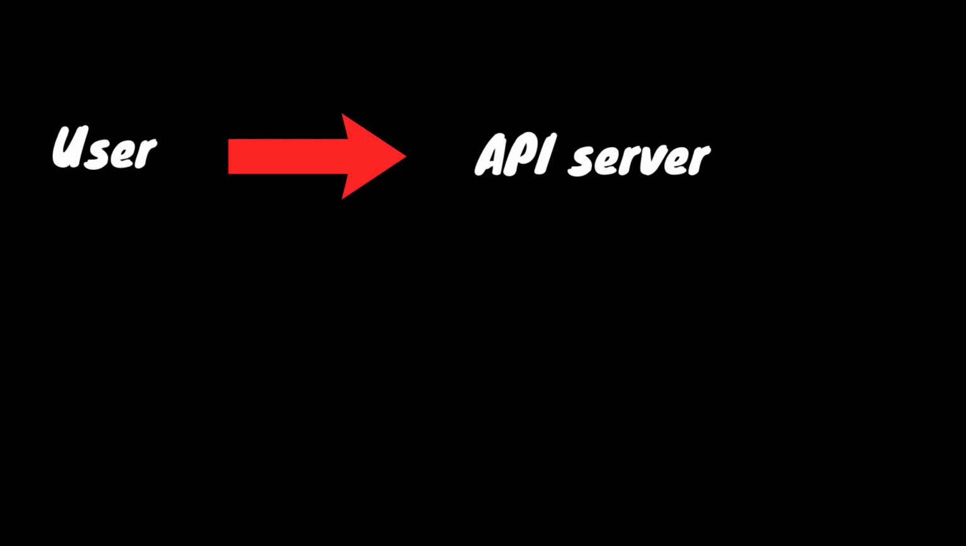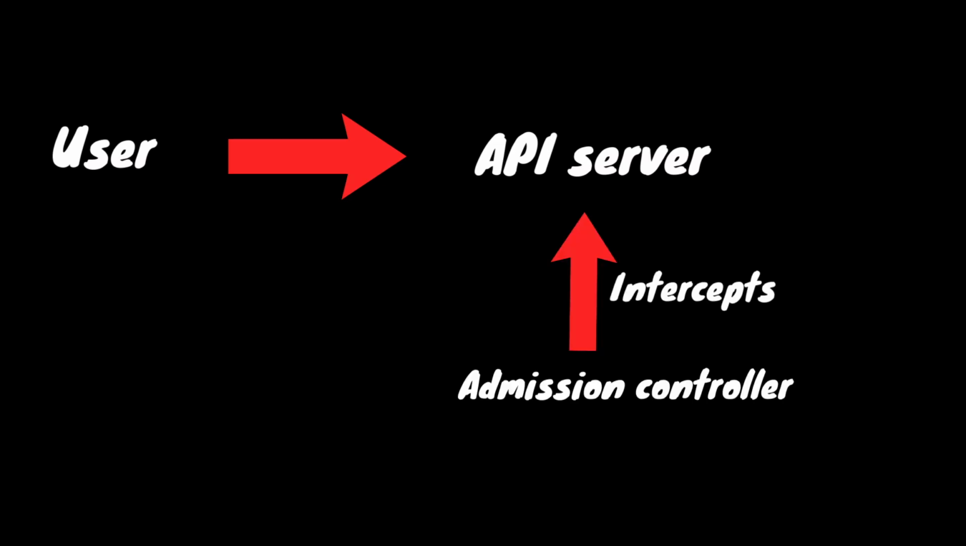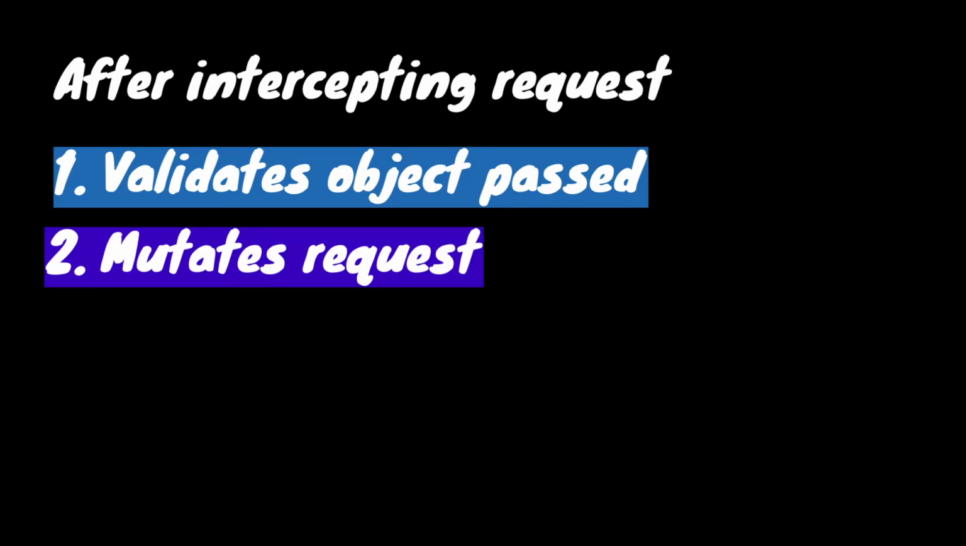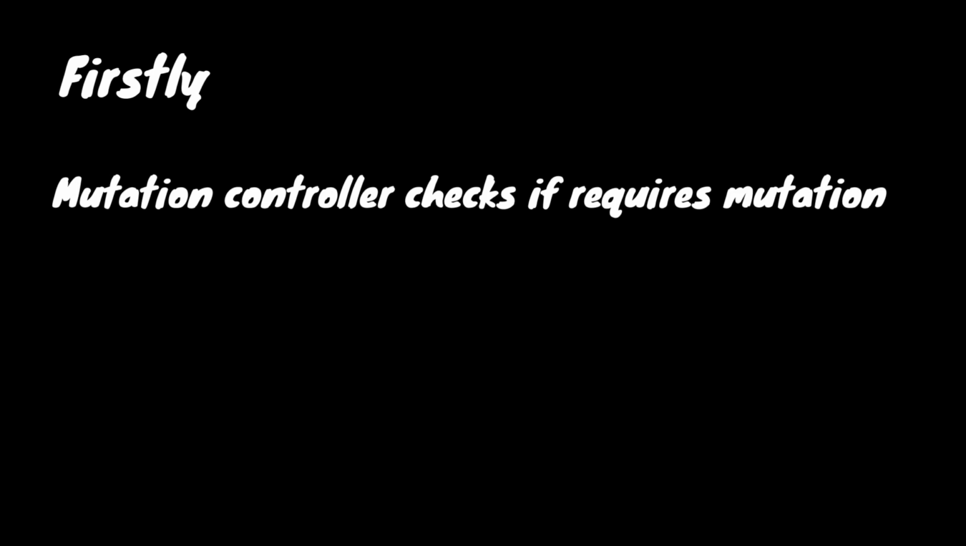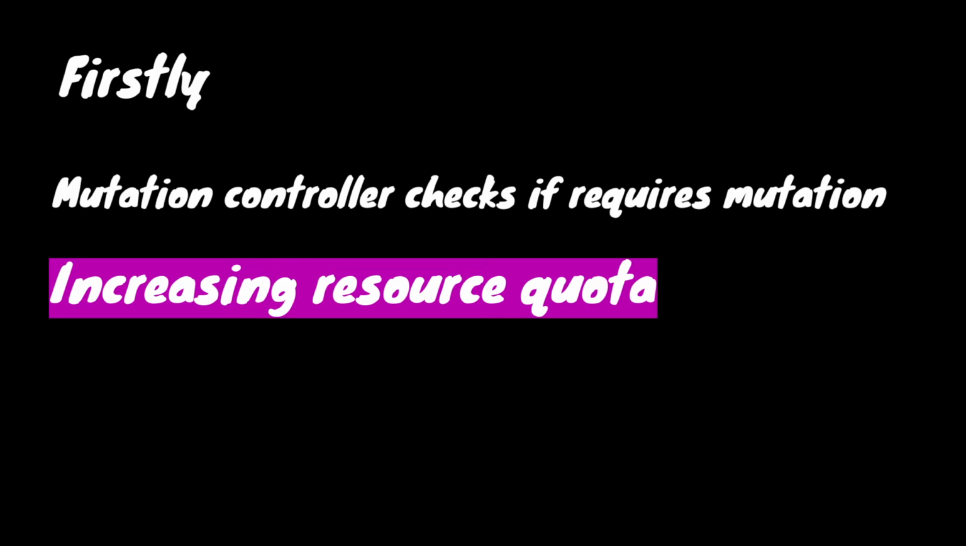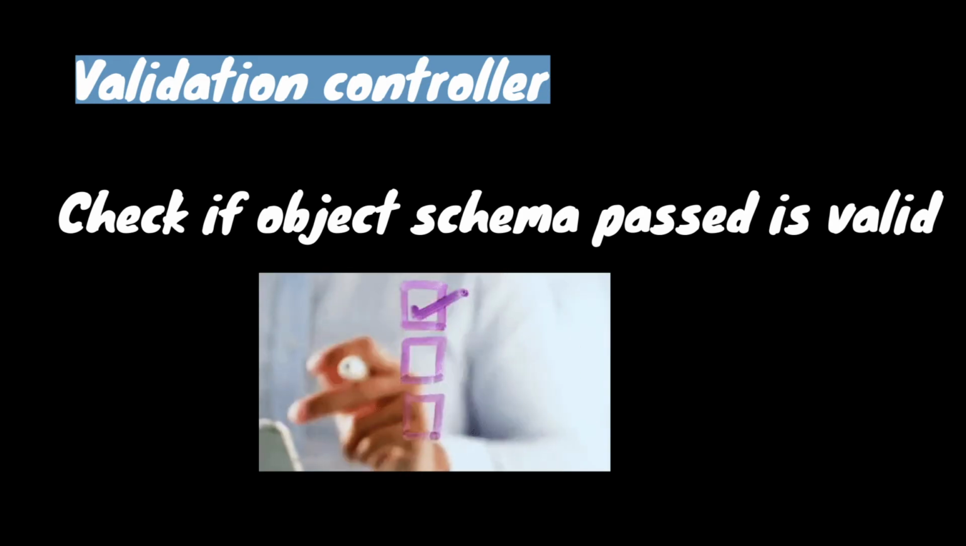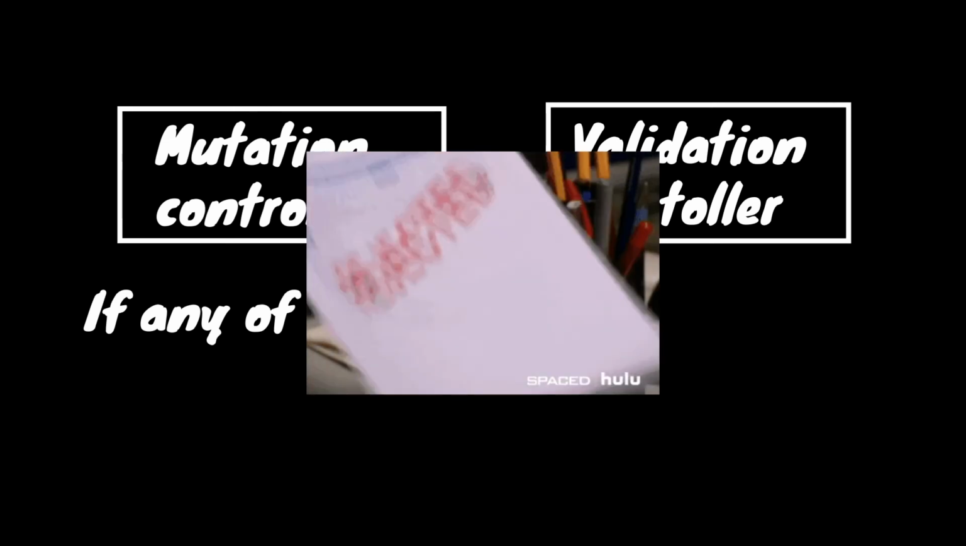Once the request is sent to the API server, the admission controller running on the master node intercepts the request before creating any objects. When the request is intercepted by the admission controller, it does two things. It validates, mutates the request, or sometimes does both. First, the mutating admission controller checks if the request needs mutation, such as incrementing resource quota or adding security contexts. Then the validating admission controller is run to see if the object passed via the request is valid. If any of the controllers in either phase rejects the request, the entire request is rejected immediately and an error is sent to the end user.